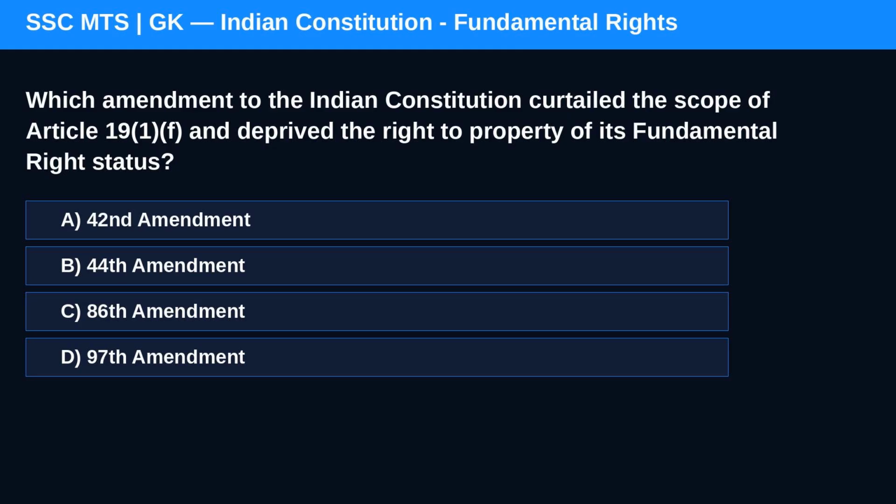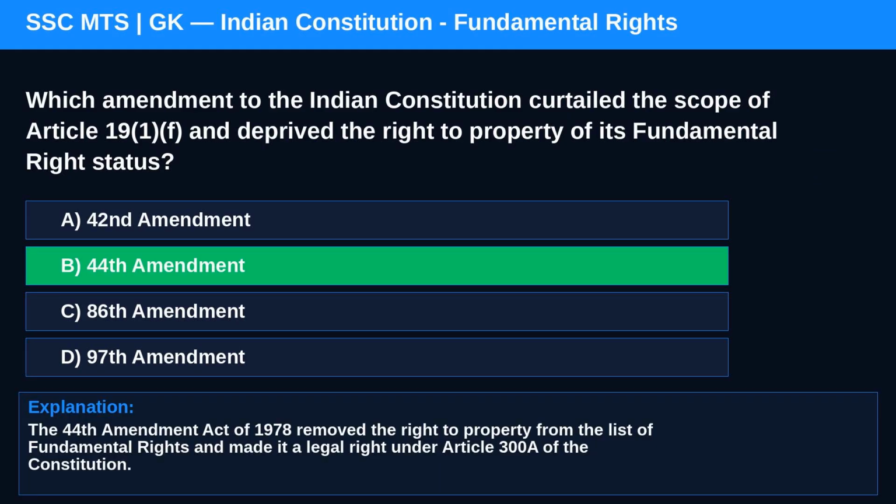Question 9. Which amendment to the Indian Constitution curtailed the scope of Article 19(1)(f) and deprived the right to property of its fundamental right status? Option A, 42nd Amendment, Option B, 44th Amendment. Correct answer is B. The 44th Amendment Act of 1978 removed the right to property from the list of fundamental rights and made it a legal right under Article 300A of the Constitution.